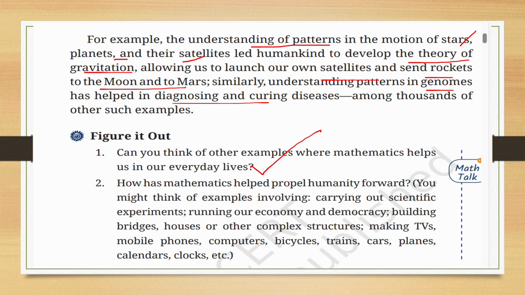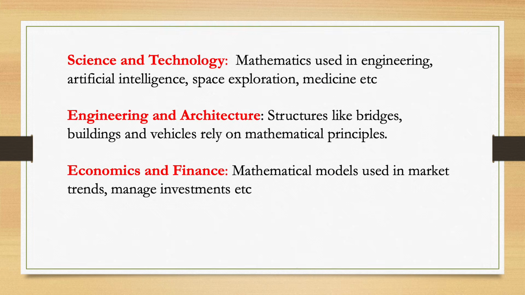Next one, how has mathematics helped propel humanity forward? You might think of examples involving carrying out scientific experiments, running our economy and democracy, building bridges, houses, or other complex structures, making TVs, mobile phones, computers, bicycles, trains, cars, planes, calendars, clocks, etc. So, we will see some examples.